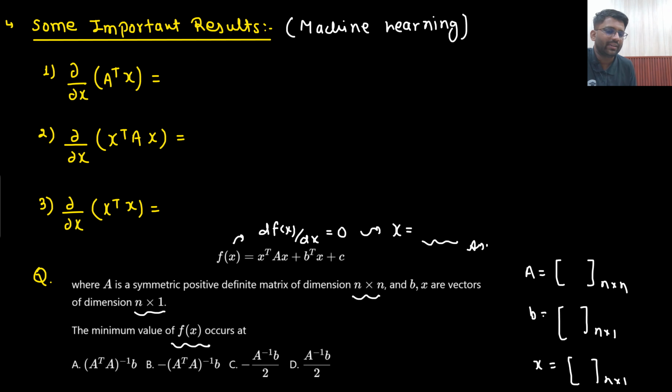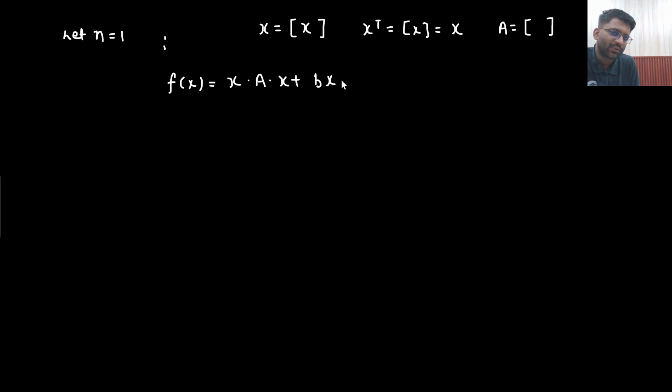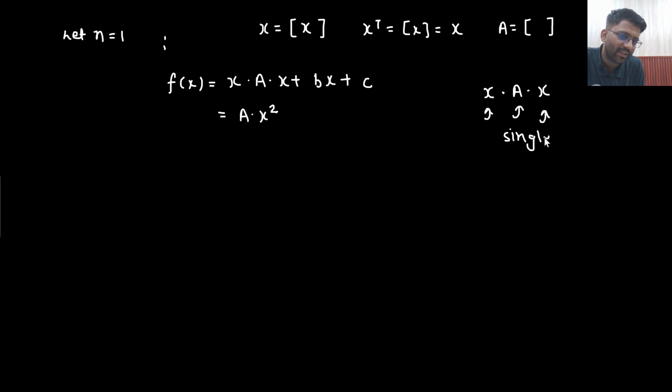B is also a single element. x is also a single element. Now sir, can I write A into x square? Yes, you can write A into x square because they are single elements, no? x multiplied with A multiplied with x. All these single elements are multiplied. Plus bx plus c. This is your f(x).